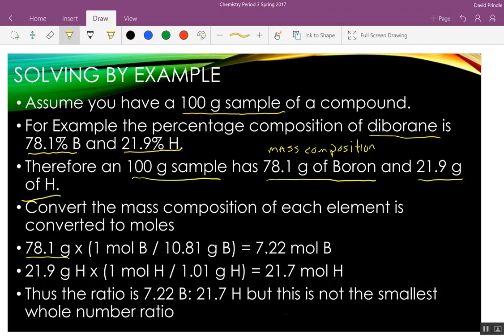So it's going to be 78.1 grams times the inverse of the molar mass, which the molar mass of boron is 10.81. You come up with 7.22 moles. Do the same for the hydrogen, you come up with 21.7 moles of hydrogen. So this is a ratio of 7.22 to 21.7 of hydrogen, but this is not the smallest whole number ratio.